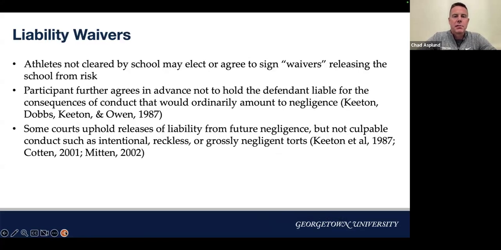Liability waivers, we looked at in the Pahulu versus Kansas case where he's like, I'm willing to sign a waiver. They may agree or elect to sign waivers and say that we won't hold the defendant or the university or the institution liable. But those don't always hold up, and some courts uphold those, but not all. And so for some conduct, if it's intentional, if it's reckless, or it's grossly negligent, you could still be found liable despite the athlete signing a waiver. And so the courts have held that those waivers are not always protective for the university, even if the athlete willingly agrees to sign one.